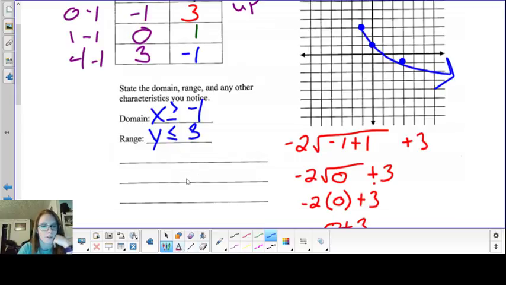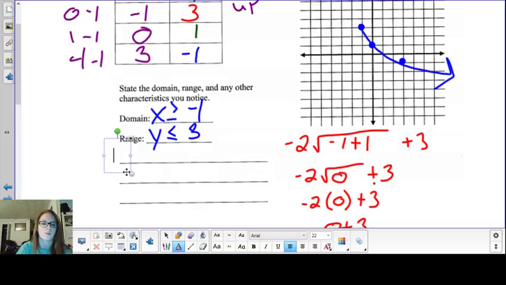I'm getting terrible handwriting today trying to do all these, so I'm going to type this next part. So then it says to tell me any characteristics you see that happened. Well, first things first is that it flipped. So it flipped upside down.